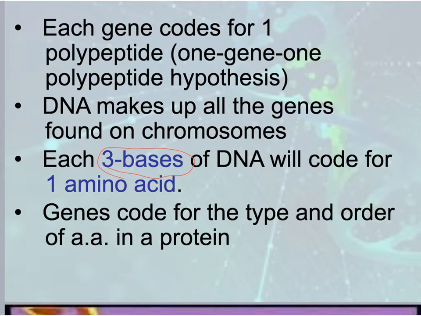All right, so genes code for the type and order. AA here is amino acid. So the gene is going to code for the type: which amino acids do I have? And the sequence, or the order, that they appear.